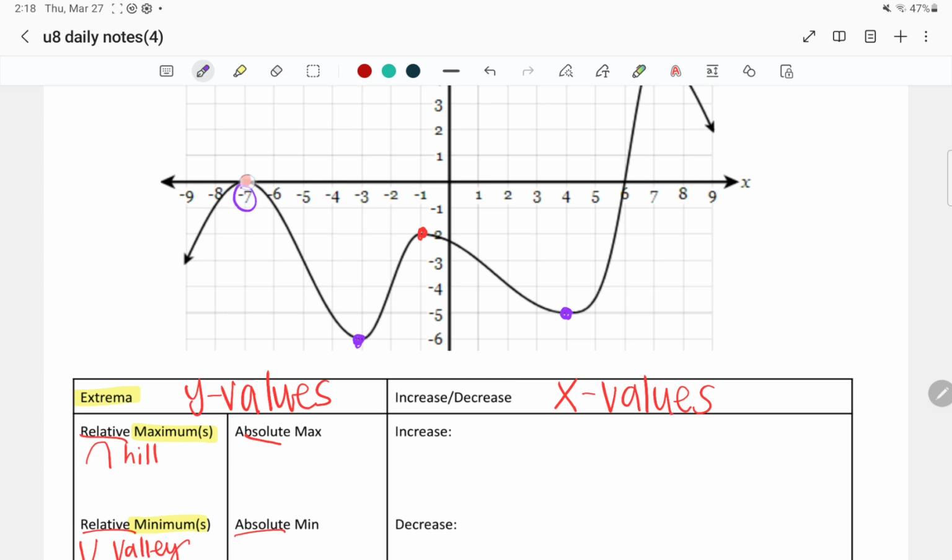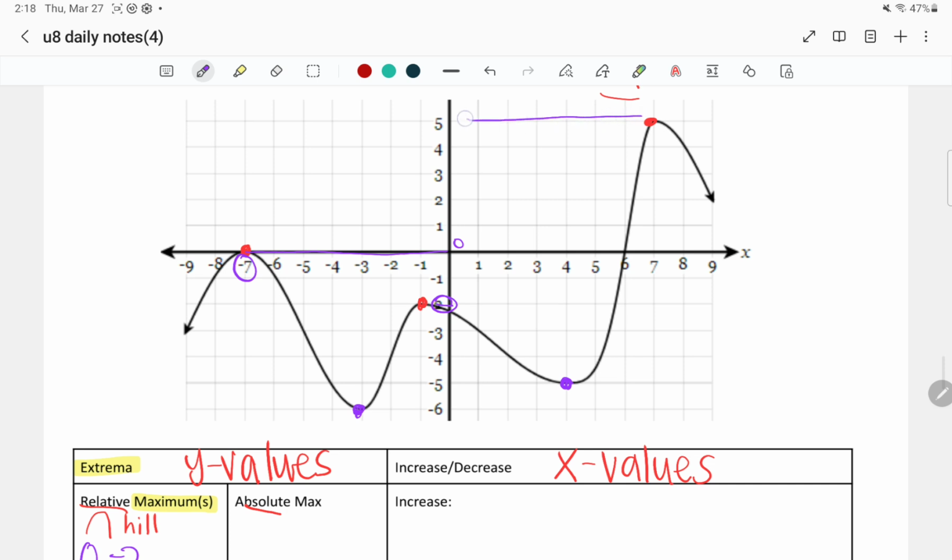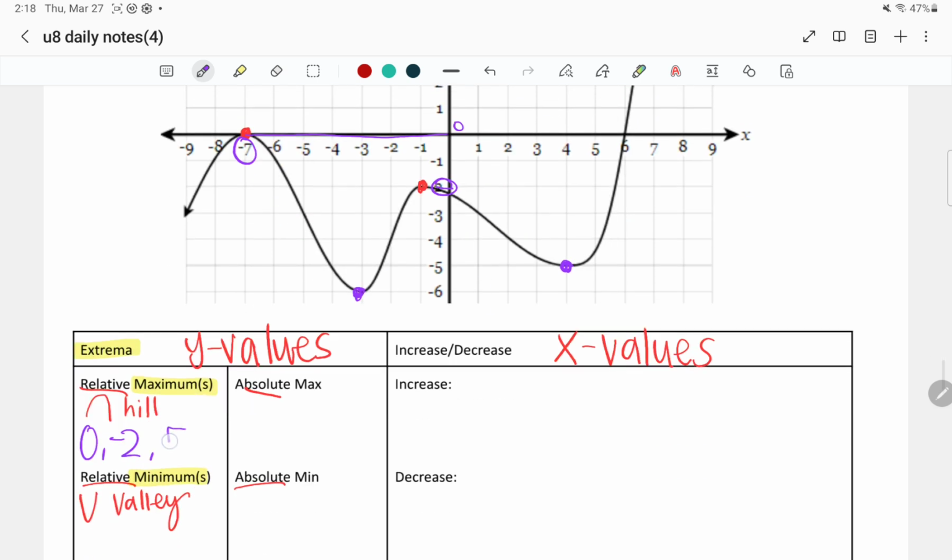This -7 is the x value, so I want the y value. Y value is 0. My first hill as I'm going from left to right is at 0. My next is at -2, right here. And my last is at 5.